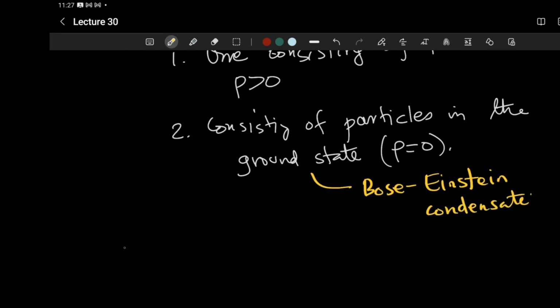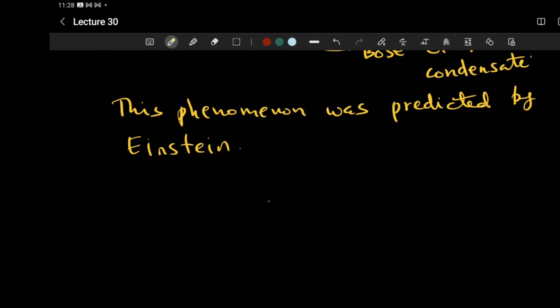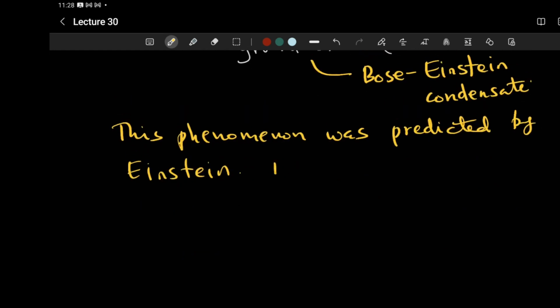And this phenomenon was predicted by Einstein. And it's called Bose-Einstein condensation.